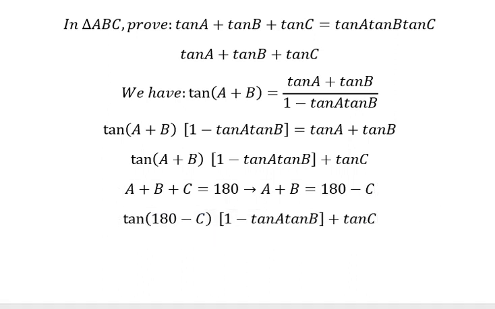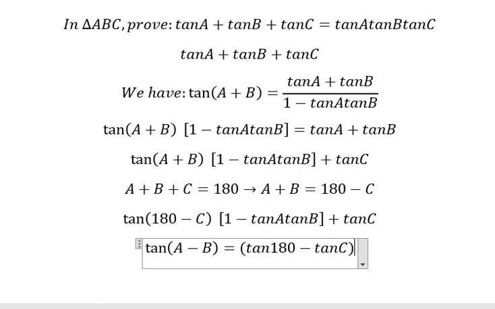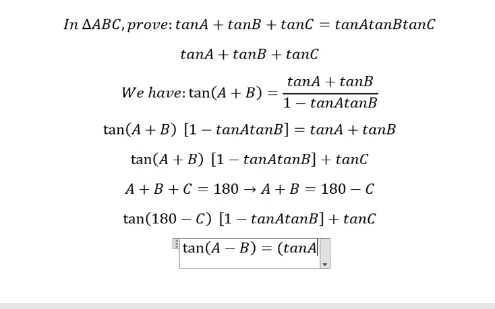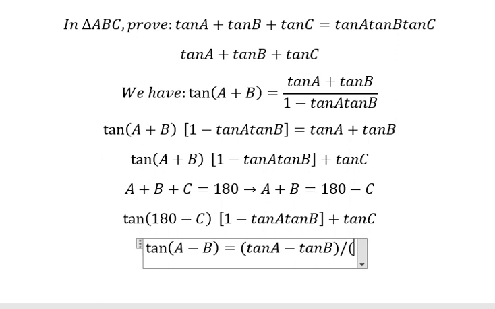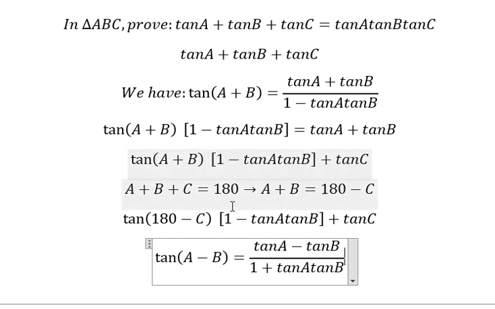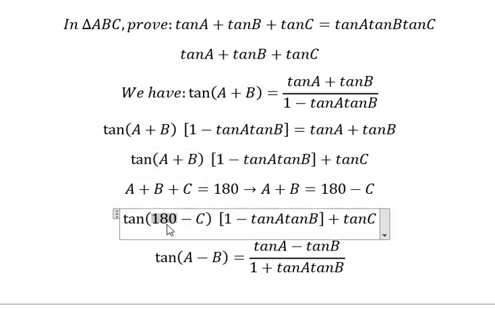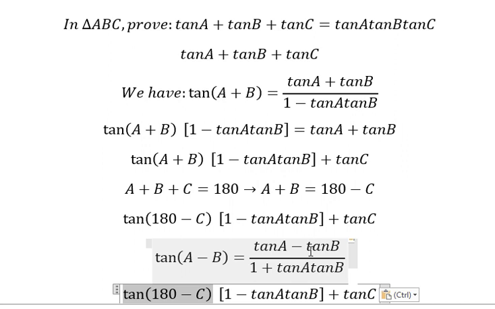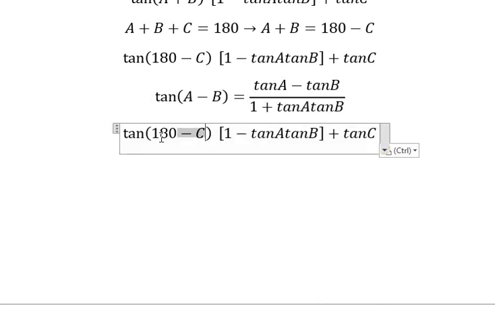Next, we have the second formula in here. So A, that is about 180 degrees. B, that is about C. So we need to transform this one into this one, and we got like this.